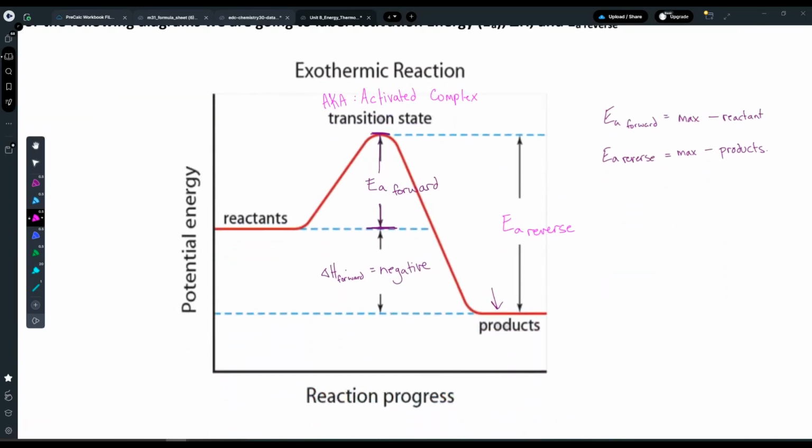All right, one last note before we move on. Sometimes you'll be given the change in enthalpy for the forward reaction, but then be asked what the change in enthalpy is for the reverse reaction. All you need to do is take the sign for the change in enthalpy of the forward reaction and just flip it. So if it's positive, you would flip it into a negative. Alternatively, if your change in enthalpy for the forward reaction was negative, you just flip it into a positive.